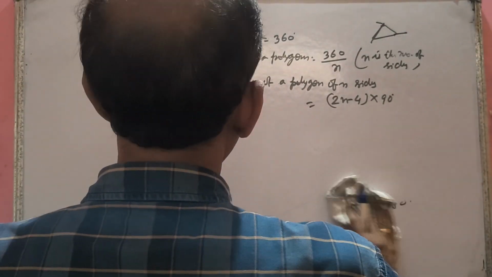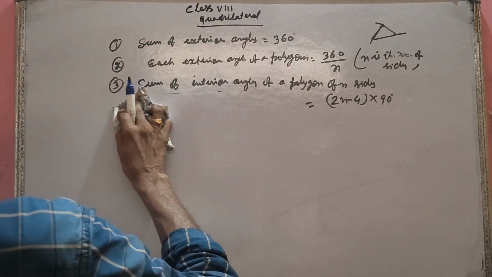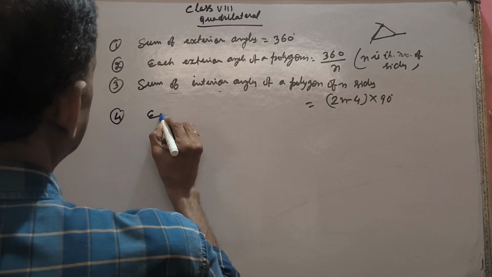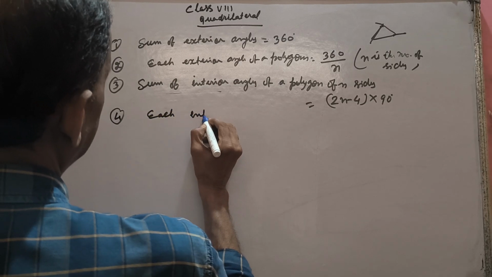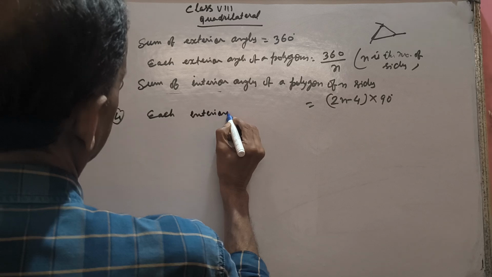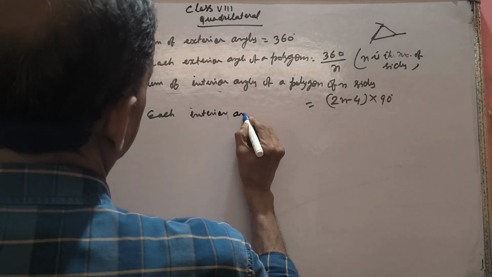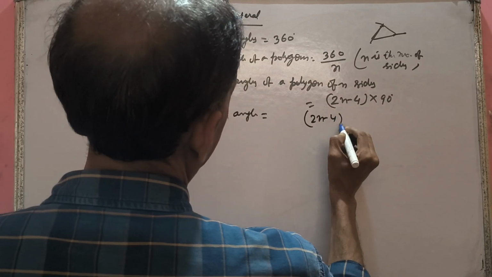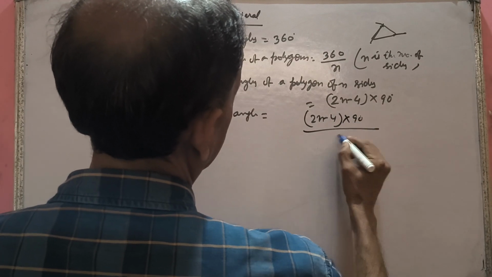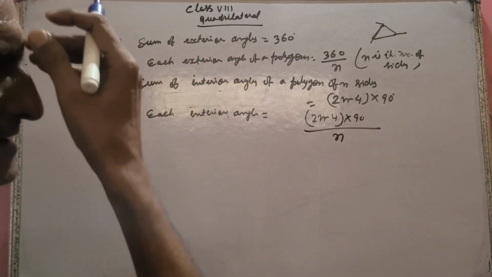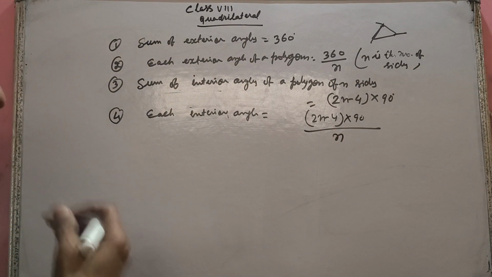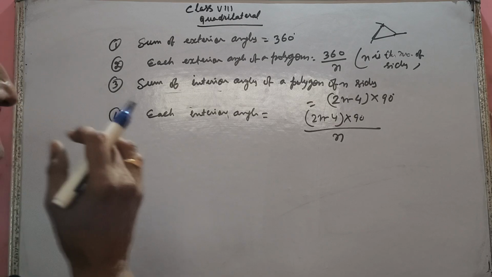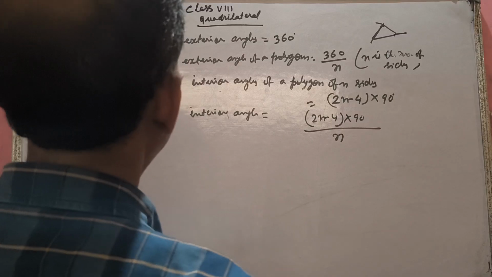Okay, that is if you need to find the sum of interior angles. If you have to find each interior angle, then divide the sum of interior angles by n, the number of sides, because the number of sides is equal to the number of angles. So when we divide the sum of angles by the number of sides, we get each interior angle.